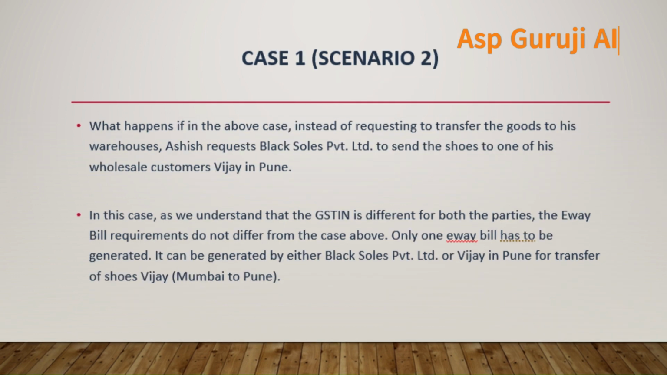Case 1, Scenario 2. What happens if in the above case, instead of requesting to transfer the goods to his warehouses, Ashish requests Black Soles Private Limited to send the shoes to one of his wholesale customers, VJ in Pune? In this case, as the GSTIN is different for both the parties, the EWAY bill requirements do not differ from the case above. Only one EWAY bill has to be generated. It can be generated by either Black Soles Private Limited or VJ in Pune for transfer of shoes from Mumbai to Pune.